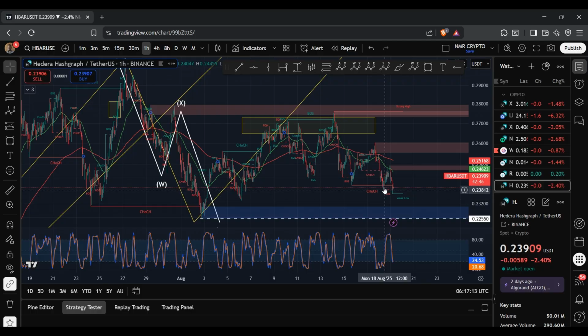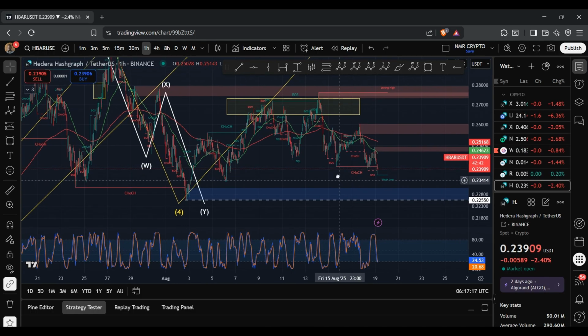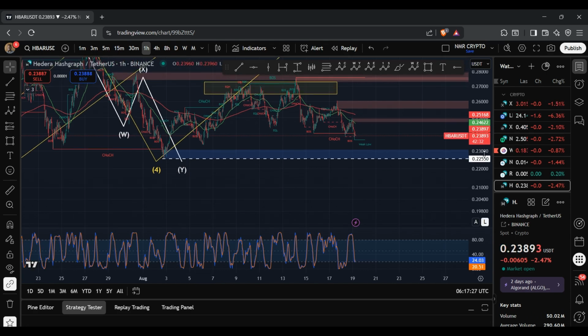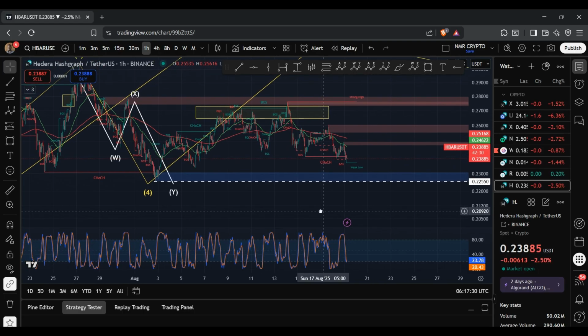And that then triggered a change of character on smart money concept, which confirmed that we were on a bearish trend. And so I will be looking out for a continuation to the downside, where it's possible that we breach past this level here at 22.55 cents. And that will also further confirm that we are on a bearish trend.